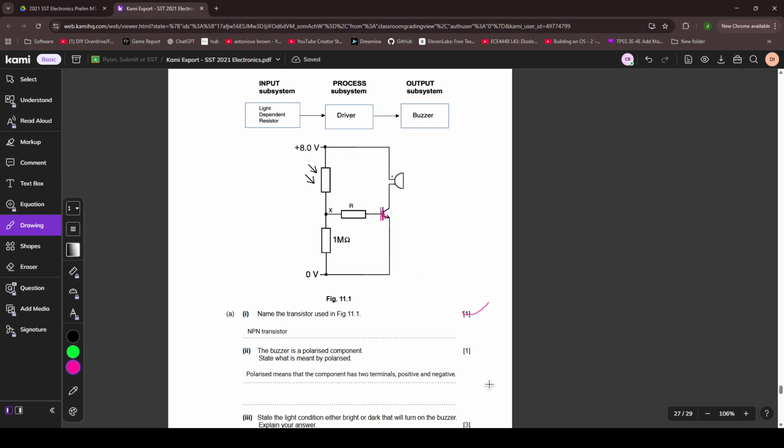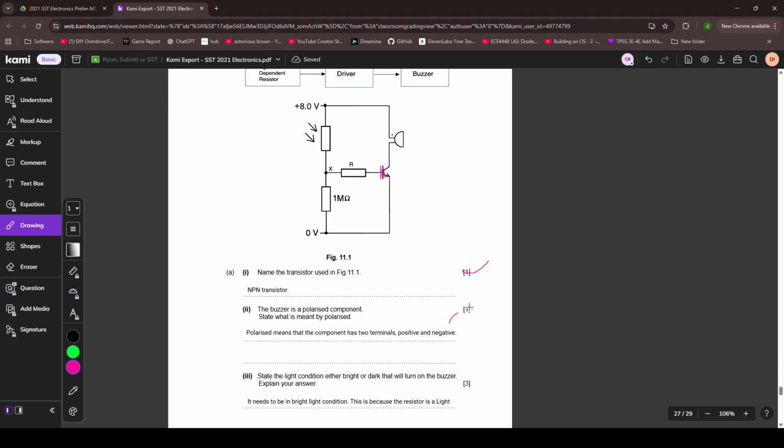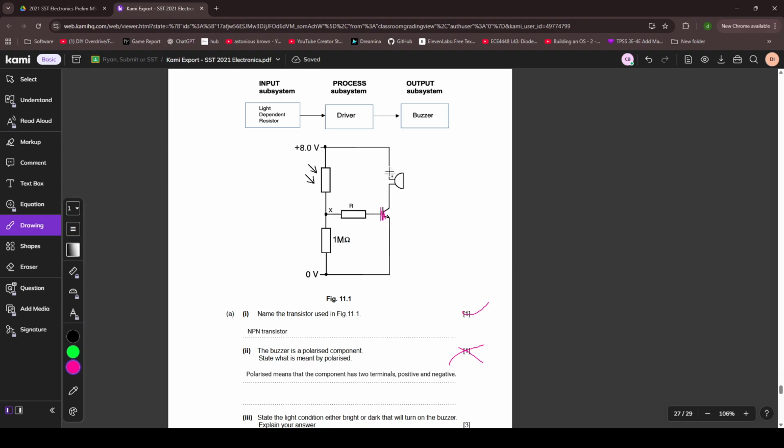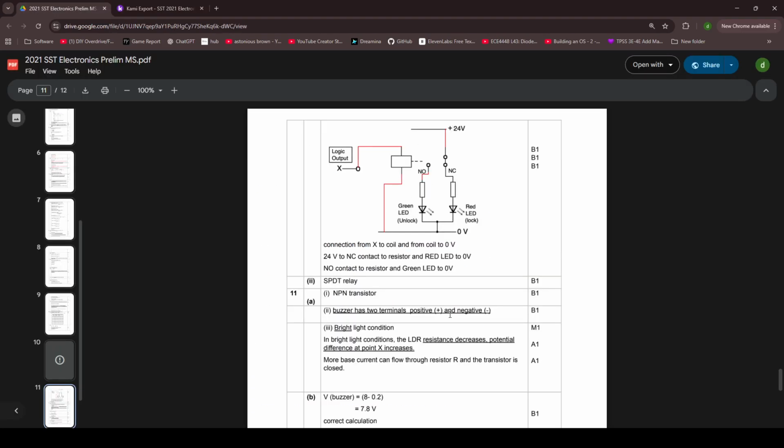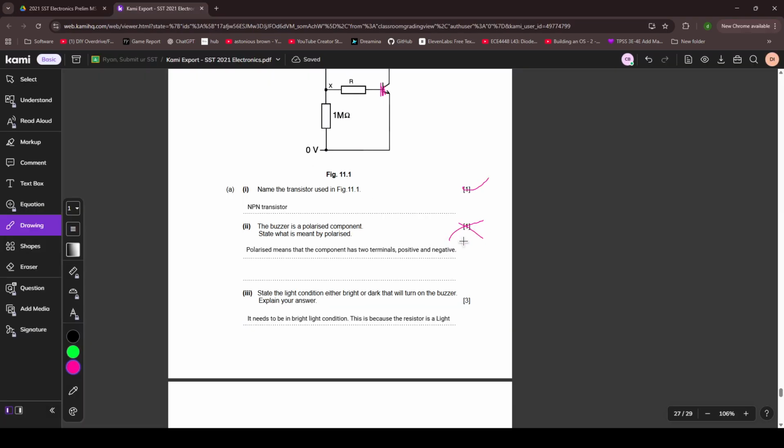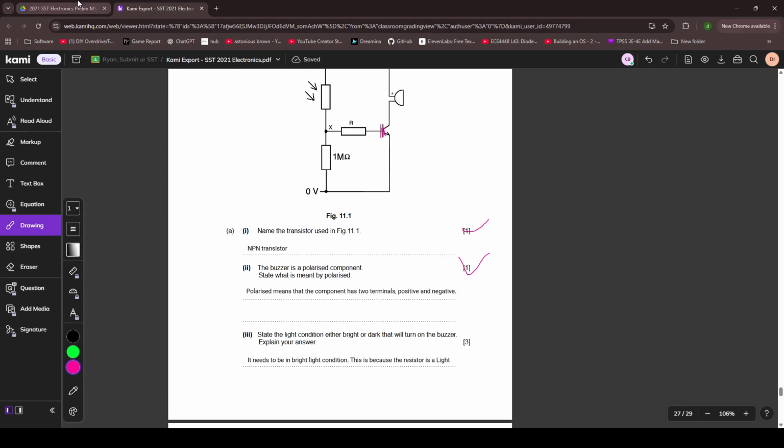The buzzer is a polarized component. State what is meant by polarized. Polarized means the component has two terminals, positive and negative. Nope. Polarized means that current can only flow through one way. If you go through the other way, it will damage the component. What? I'm not giving you... Okay, I'm gonna give you the mark. But you... Are you serious? Okay, my computer's hanging.